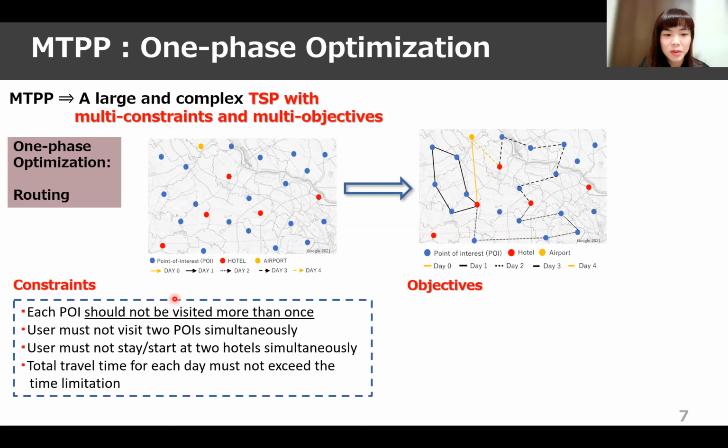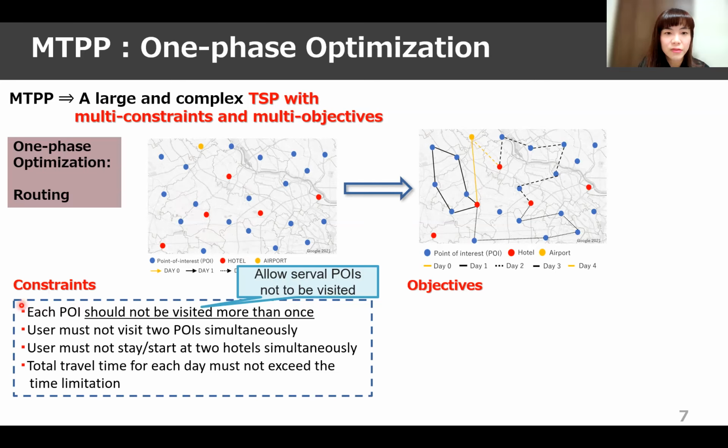Here it is important to note the first constraint. If we are dealing with the TSP, all the POIs should be visited exactly once. However, we are dealing with the traveling planning problem, so it means that maybe only 10% or 20% of POIs should be visited, and the rest of the POIs should be allowed not to be visited.